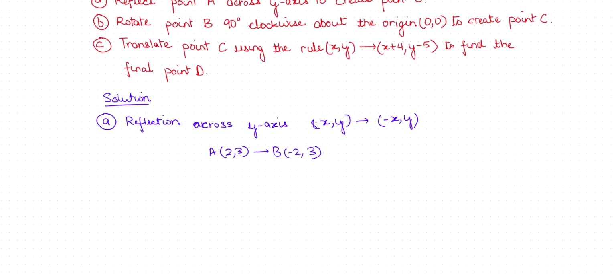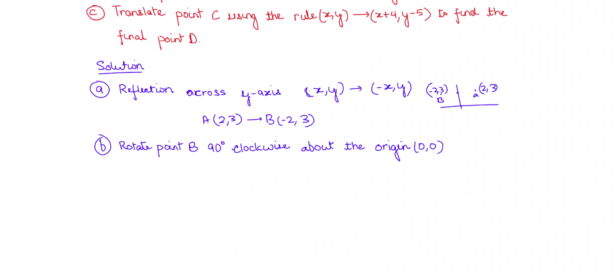Reflection across the y-axis means this is the y-axis. Suppose this is the point (2, 3). Reflection means only the x coordinate changes, so it becomes (-2, 3). So this is A and this is B. In reflection across the y-axis, the x coordinate changes sign. So this is the B we got.